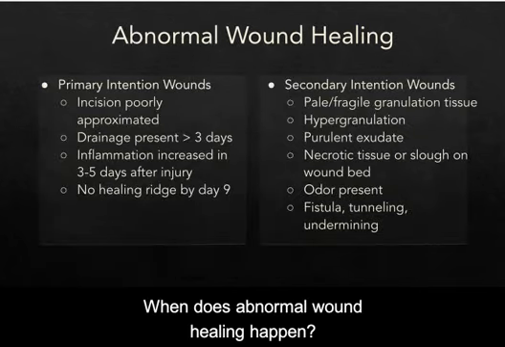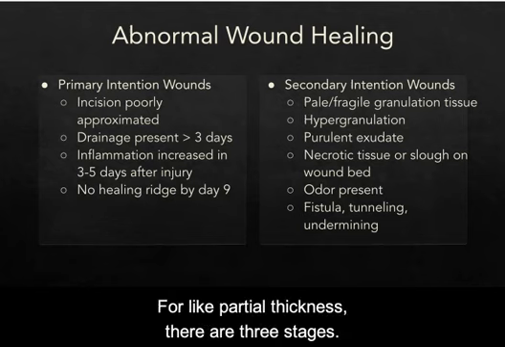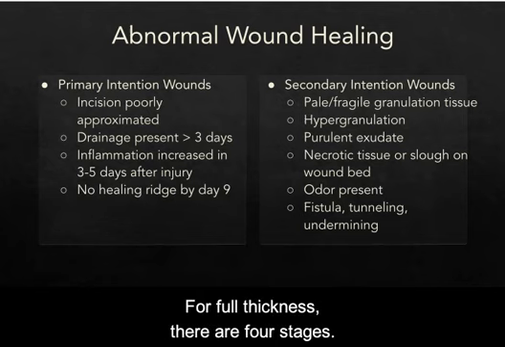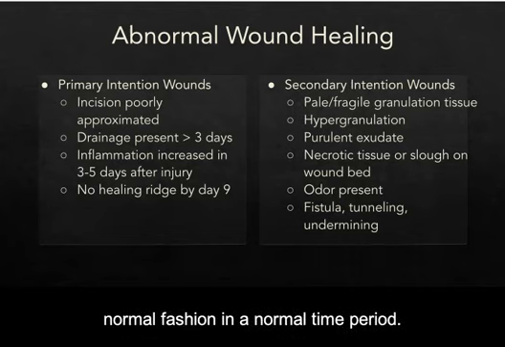When does abnormal wound healing happen? We talked about the different stages, right? For partial thickness, there are 3 stages. For full thickness, there are four stages. A healthy, normal wound will go through those stages in a normal fashion in a normal time period.